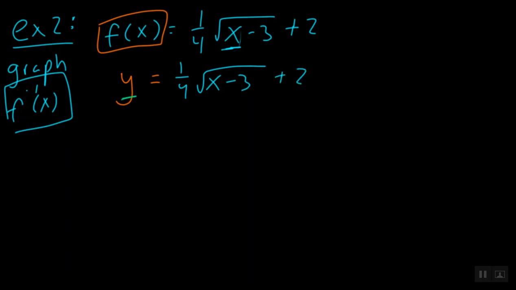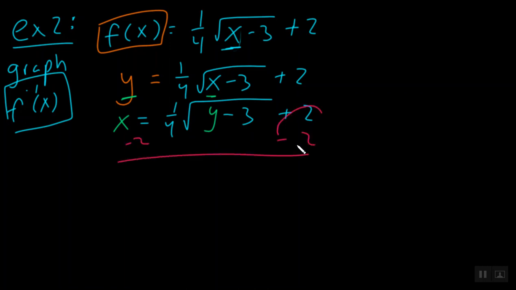Now we can go ahead and switch our x and our y, and now we can have 1/4 square roots of y minus 3 plus 2. Well, notice at this point we want to go ahead and solve for y. So we can subtract 2 from both sides. That goes away. I now have x minus 2 is equal to 1 over 4 square roots of y minus 3.